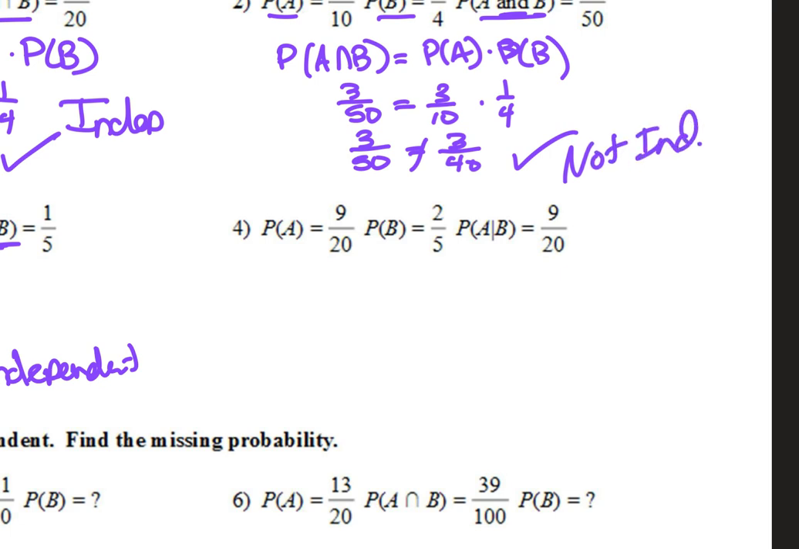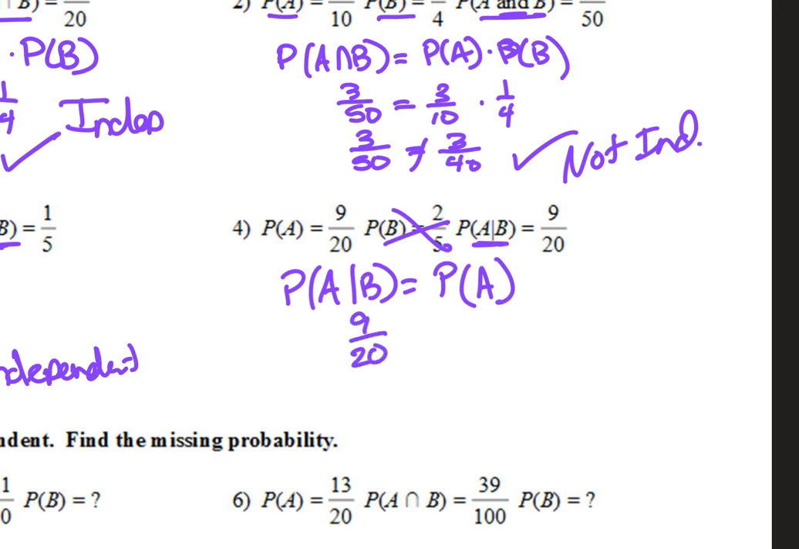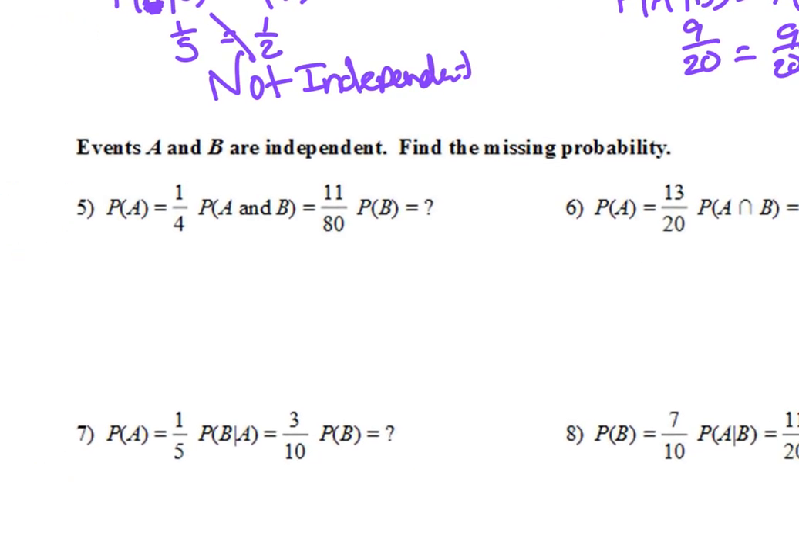Okay, so number 4, we have A given B. Is that equal to the probability of A? That's what we're looking for. So this other information is extraneous. It's not information we really need. Is 9 over 20 equal to 9 over 20? By golly, it is. So these are independent. That's how this works. You just have to practice using the formula and making it work.